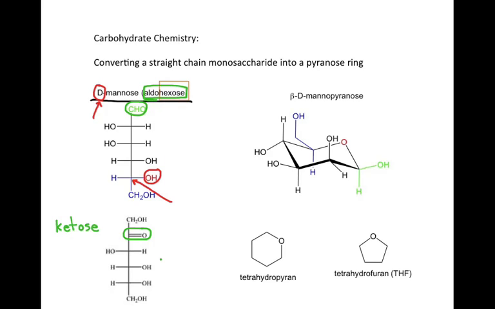The next thing I really want to talk about is this term pyranose. Our objective here is to convert a straight chain monosaccharide into a pyranose ring. So here is our straight chain monosaccharide, D-mannose. We're going to convert this into a pyranose ring.